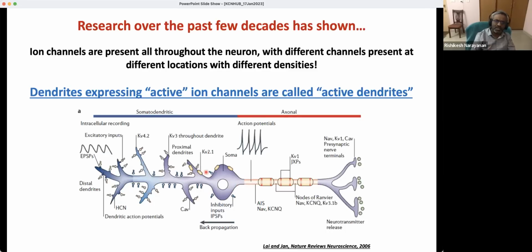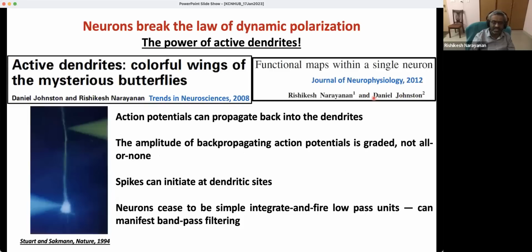And if you look at the voltage dependent activation properties, they also exhibit these nonlinearities, which means that the nonlinearities we thought were present only in the axosomatic compartment are not confined to it, but are present throughout the entire dendritic structure. Dendrites which express these active ion channels, and by active I mean voltage-gated and calcium-gated ion channels, are called active dendrites. And the presence of these active dendrites can confer upon neurons computational powers which would be impossible to think of if you consider just a passive dendritic structure.